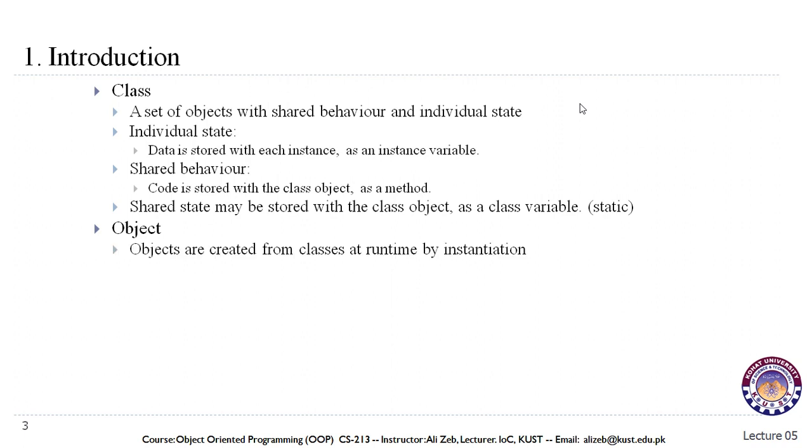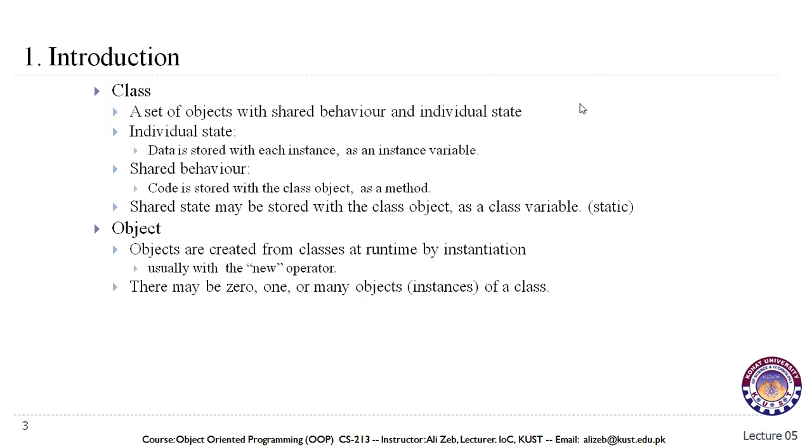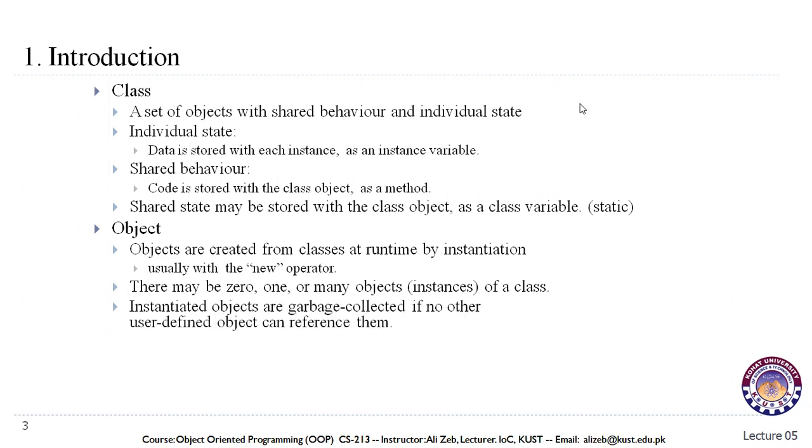Objects are created from classes at runtime by instantiation. An object gives existence to the class that we have defined earlier. An object in Java is declared using the new operator. There may be 0, 1 or many objects of a class. Instantiated objects are garbage collected if no other user-defined object can reference them.